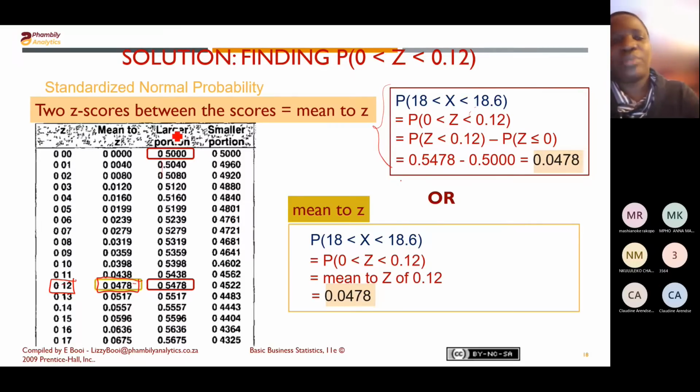So you go to the larger portion, you take the probability of 0.12, which is 0.5478, minus the probability of 0, which is 0.50. And when you take the difference, you get 0.0478. You can use either of the two, but I prefer to use mean to Z because it's easy to get the values.